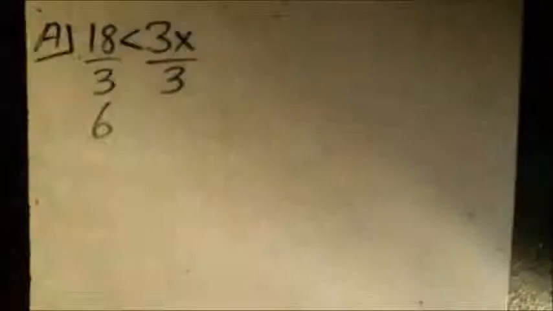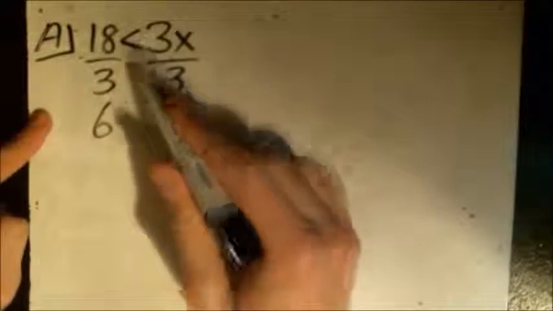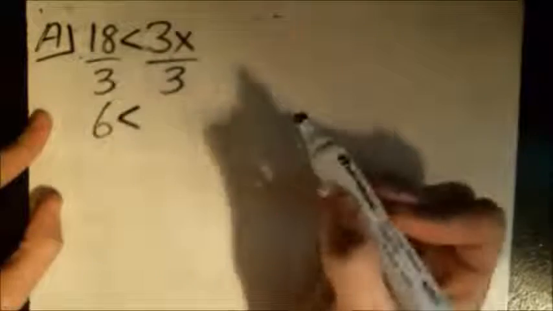Now, what tends to mess people up is that as soon as you explain the trick about the negatives, people want to flip the sign every single time they divide. But you only flip the sign if you're dividing by a negative. So in this case, we're dividing by a positive, so I am not going to change this sign. So it's going to stay 6 is less than 3x divided by 3. Cross each other out, so you're just left with x. So you got 6 is less than x.